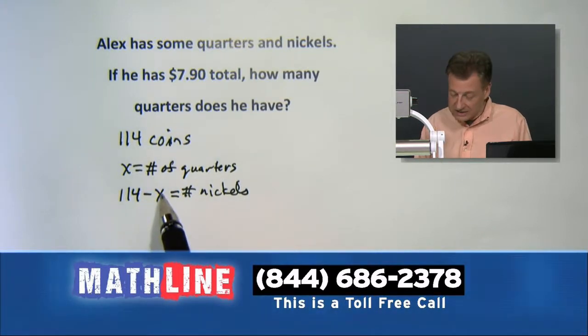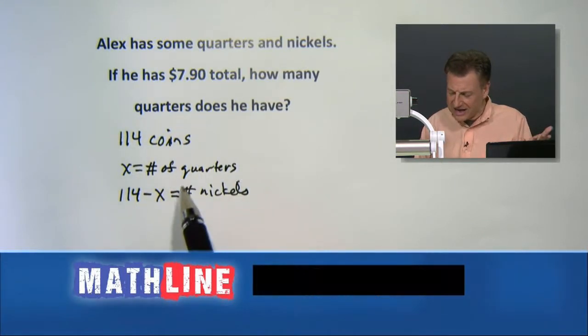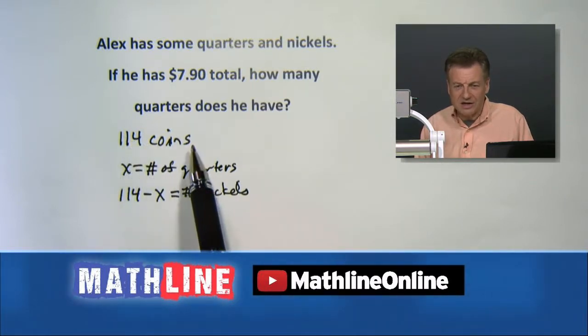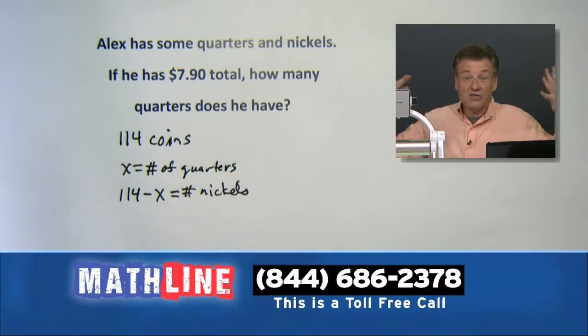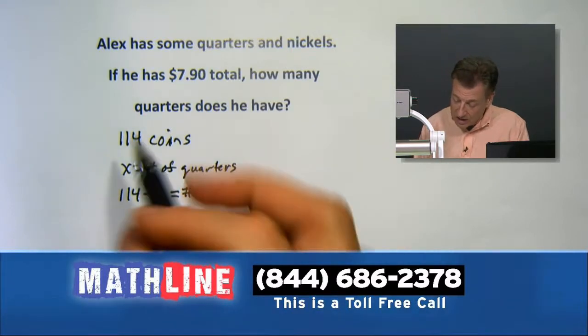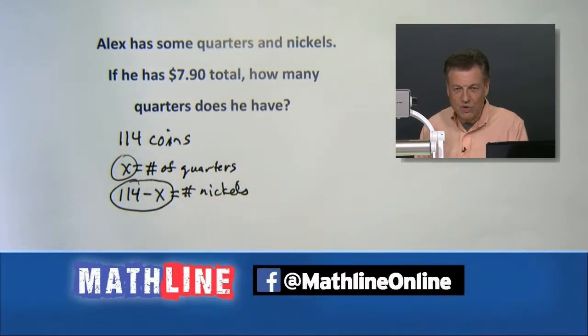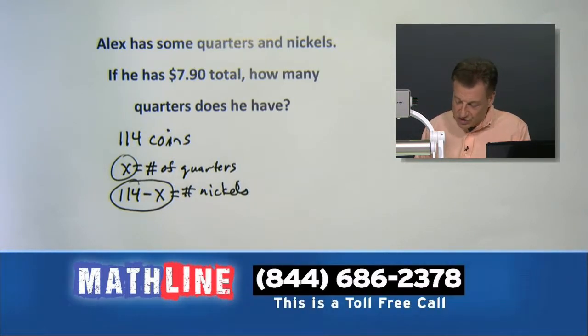What if I decided I had 10 quarters? I subtract 10 from 114 to figure out how many nickels. And I could play this game until I got the right combination. But we're going to use these two expressions and the values of those coins, and work through it and hopefully get through pretty quick. So let's do it.